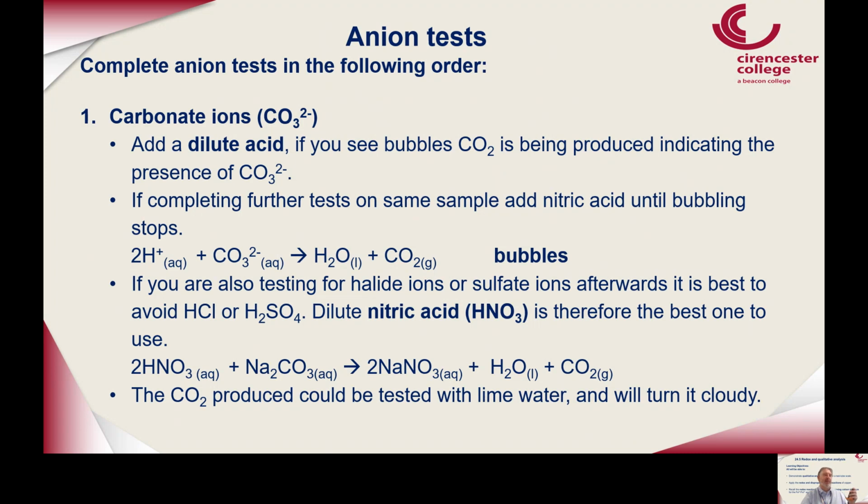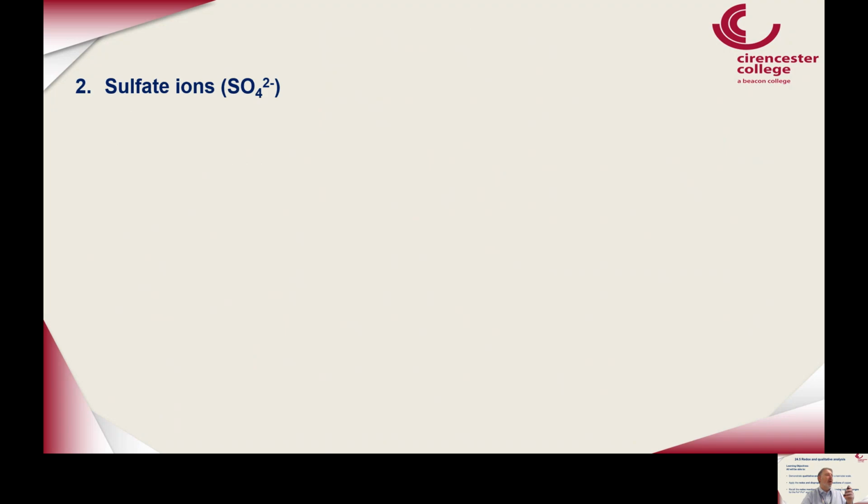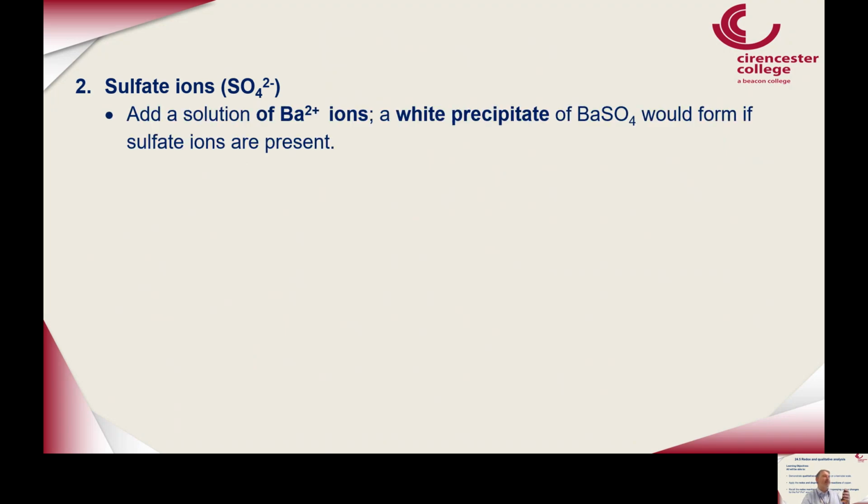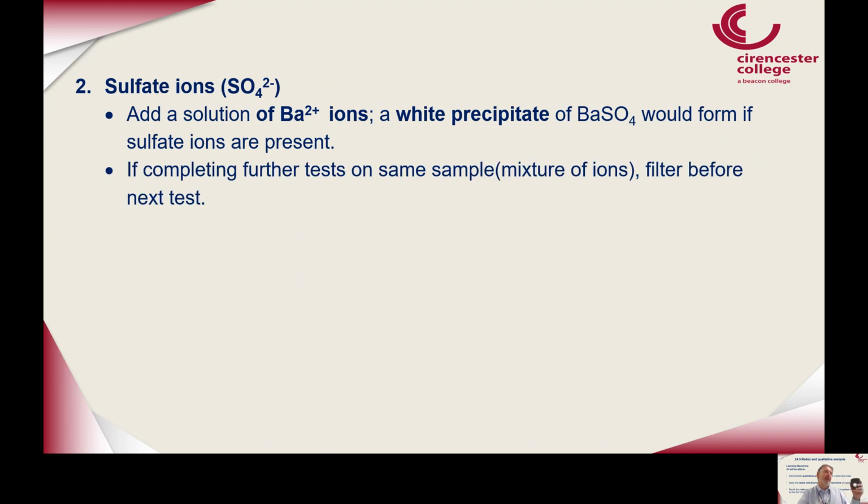You could test the CO2 with lime water and it'll turn cloudy. So that's the equation for that: carbon dioxide plus calcium hydroxide makes calcium carbonate and water. Second, you test for sulfate ions. Add a solution of barium ions. You need to use something where barium is soluble, which is usually a nitrate or a chloride. Again, we don't necessarily want to use the chloride because we might be going on to do the halide ion tests afterwards. So with a solution of barium ions, you get a white precipitate. Barium sulfate is not soluble. So we'd find that.